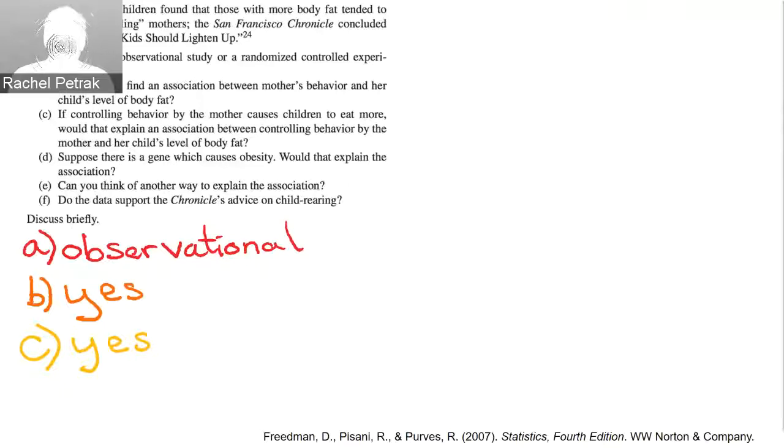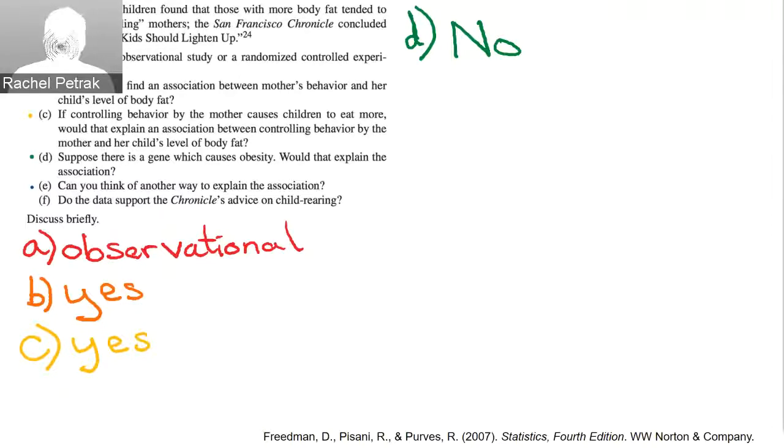Let's look at another supposition in D. Suppose there's a gene which causes obesity. Would that explain the association? Well, if there was a gene that causes obesity, then it would be the gene that's associated with obesity. So, no, that would not explain an association between the mother's behavior and her child's obesity.